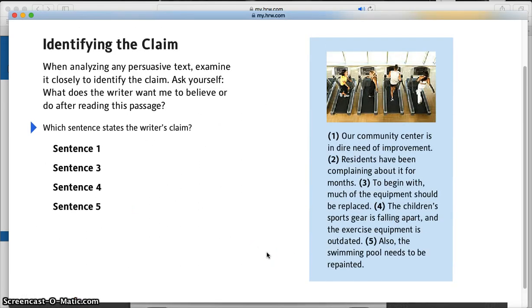When analyzing any persuasive text, examine it closely to identify the claim. Ask yourself, what does the writer want me to believe or do after reading this passage? Which sentence states the writer's claim?